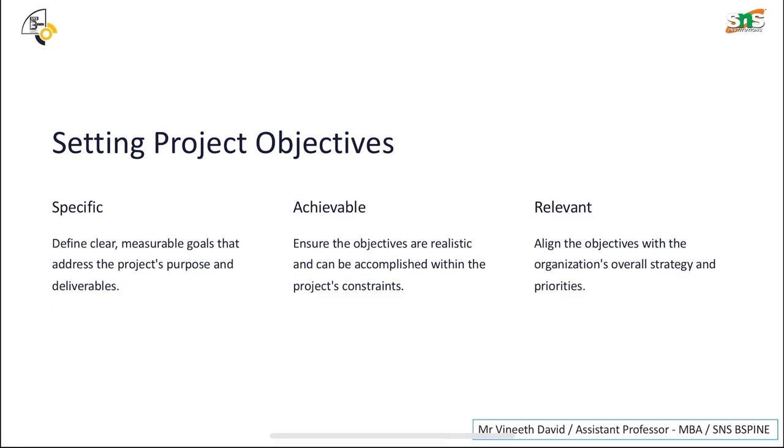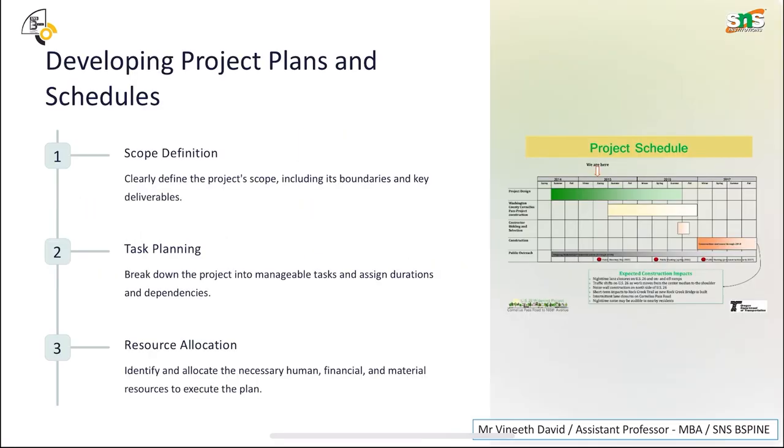Relevant: align the objectives with the organization's overall strategies and prioritize them. Next, developing project plans and schedules, scope and definitions. Clearly define the project scope, including its boundaries and key deliverables. Task planning: break down the project into manageable tasks and assign durations and dependencies.